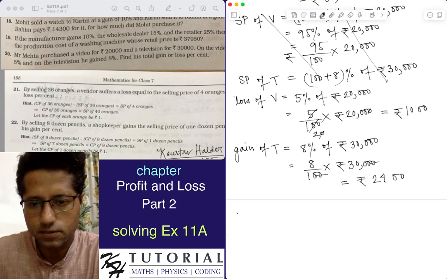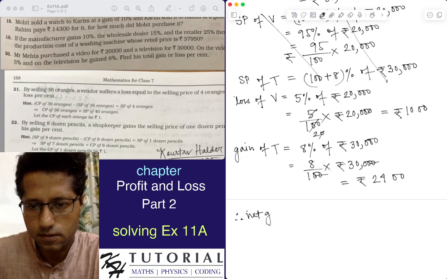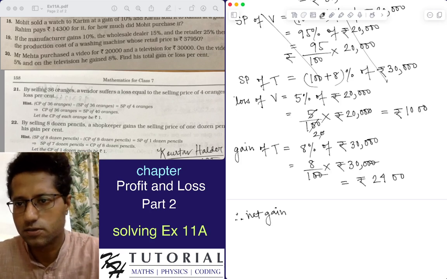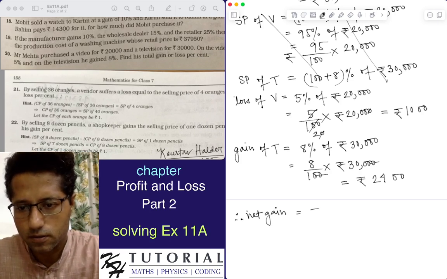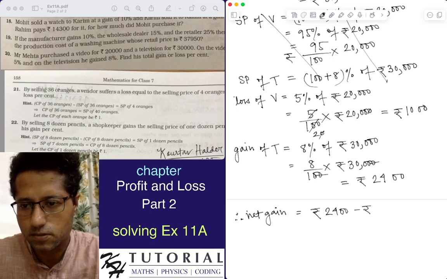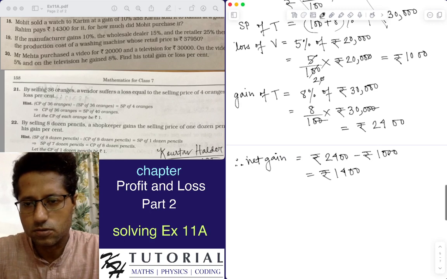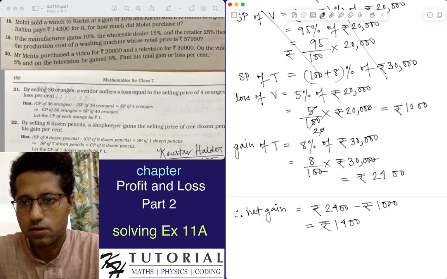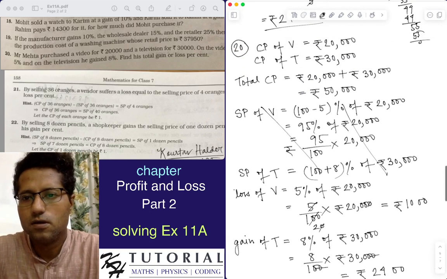So therefore we can see that there is a net gain, because on the television he gained rupees 2400 and on the video he lost rupees 1000. So the net gain is rupees 2400 minus rupees 1000, which is equal to rupees 1400. Now we have to find the percentage of this net gain based on the total cost price, which was rupees 50,000.